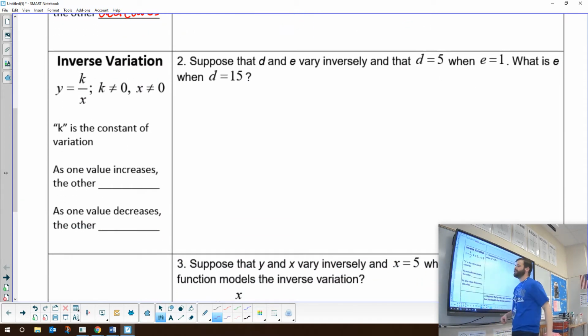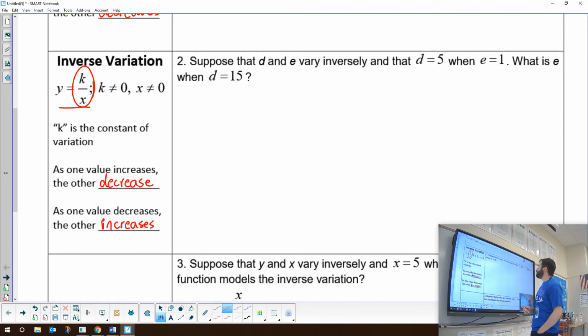So inverse variation is division. We are dividing the constant by my values. Okay? So it looks like this. We have y equals k over x, and k is still my constant of variation, but you'll notice here that I am dividing it instead. The reason we're talking about this now is because you have seen a division of x whenever we solve our rational equations, so we know what to do. Okay, so the way this works out, as one value increases, the other decreases, goes down, and as one value decreases, the other increases, goes up.